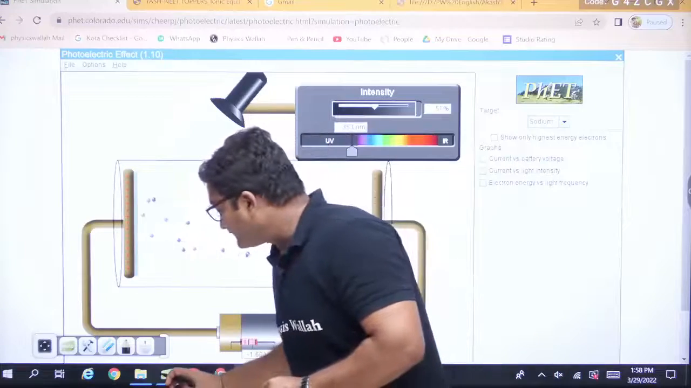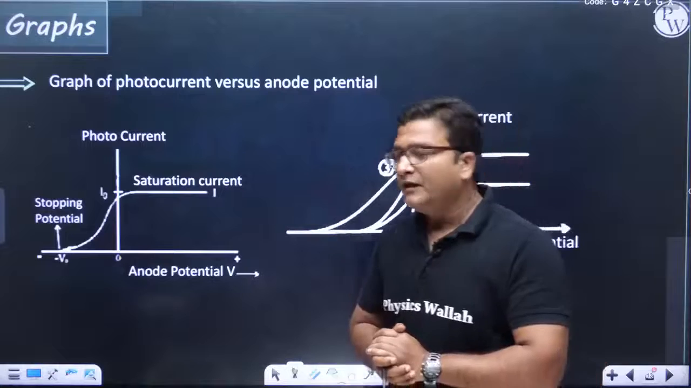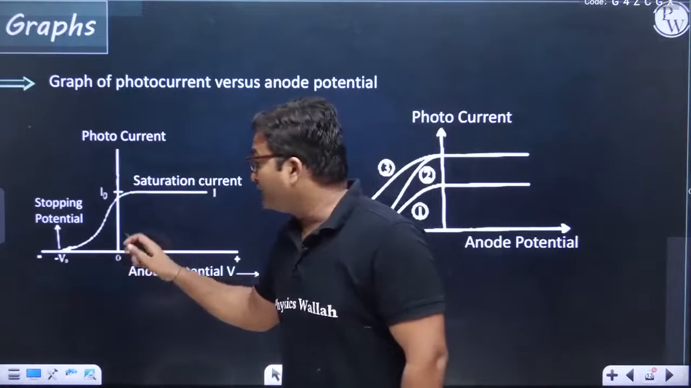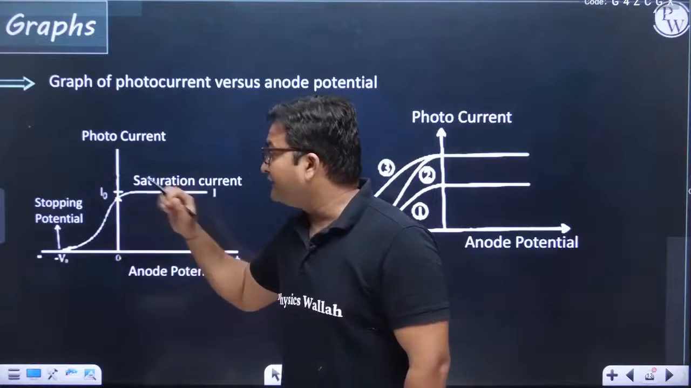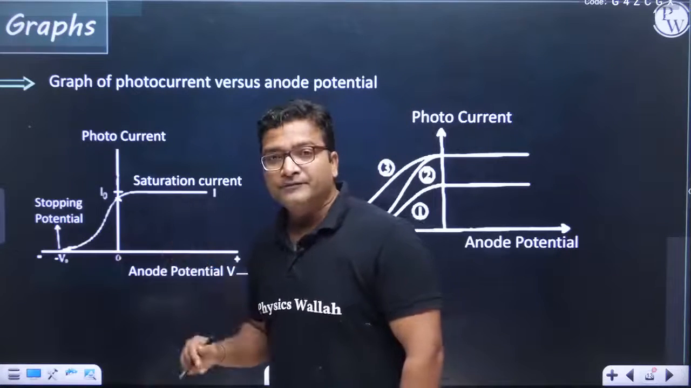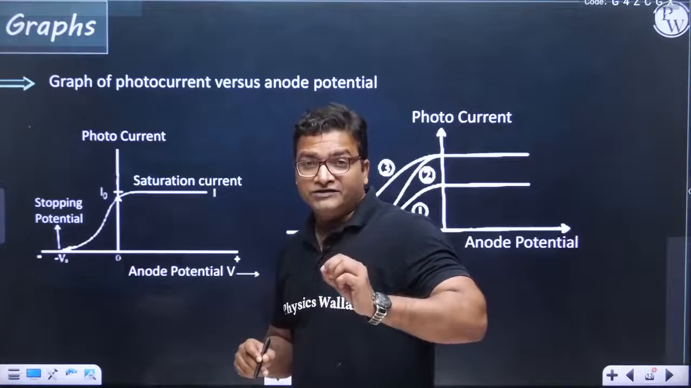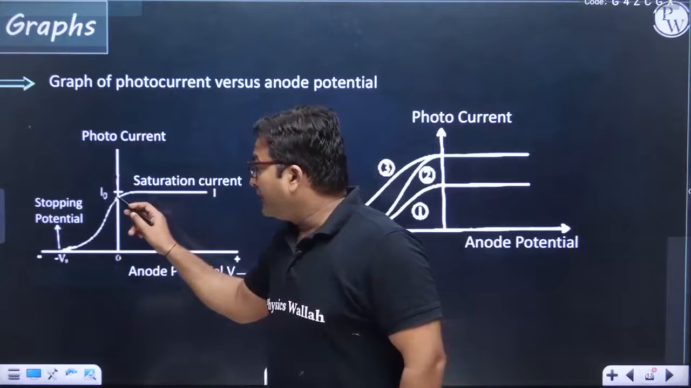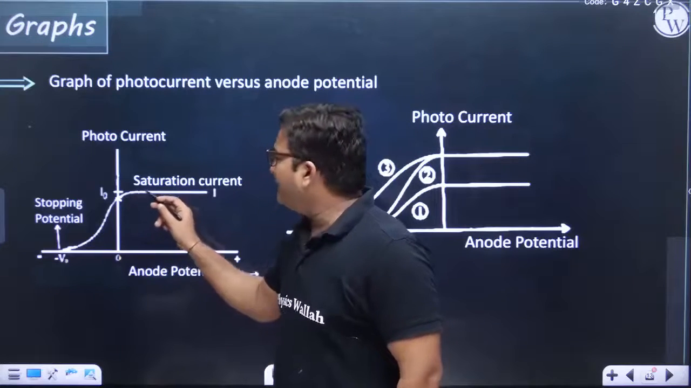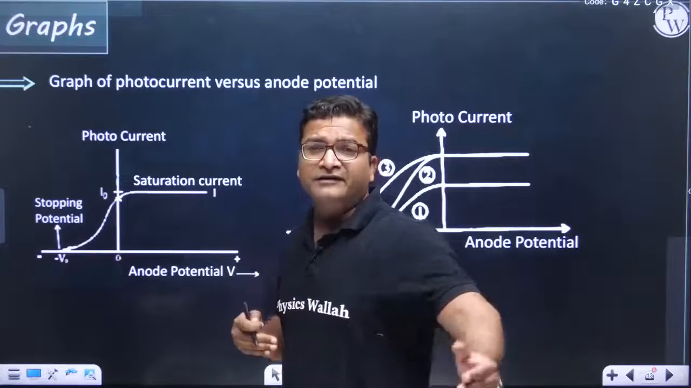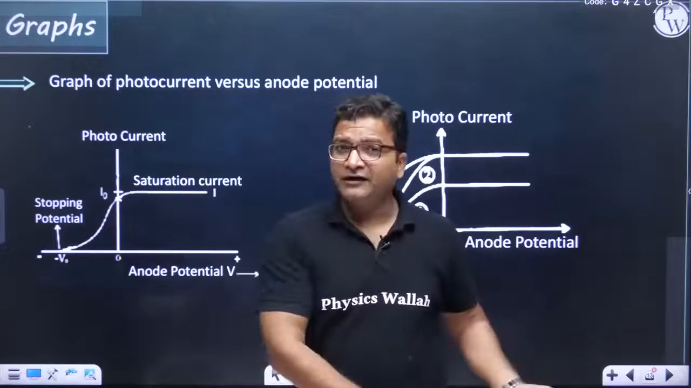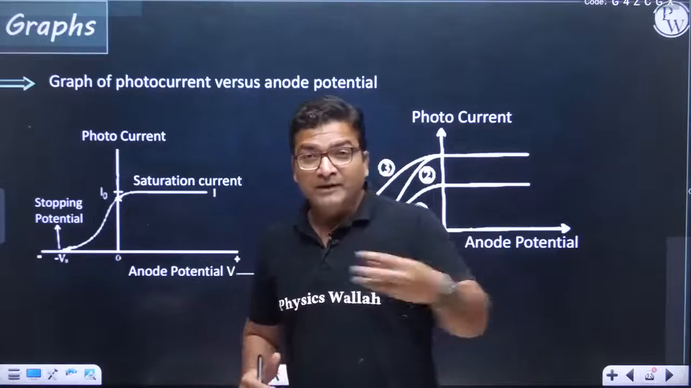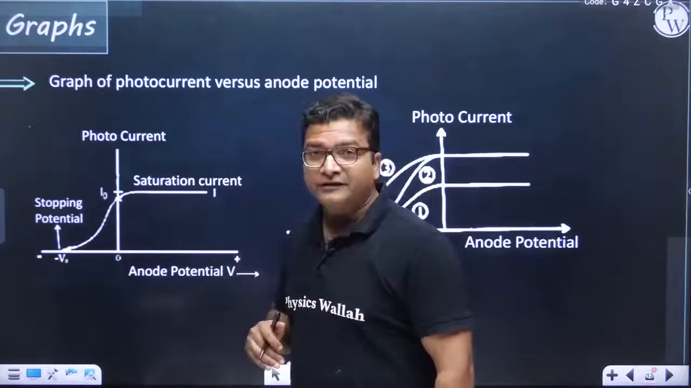So let us understand this in the graph. If we try to plot the photocurrent versus anode potential and we keep the anode potential 0, still we get some current. Can you see? It is the current at 0 volt. But if we increase the anode voltage, we make it positive, the photocurrent increases a little and then it becomes constant, because if you further increase the voltage, there are no extra electrons, all electrons are reaching anode, so the number of electrons flowing per second is constant, so photocurrent is constant.